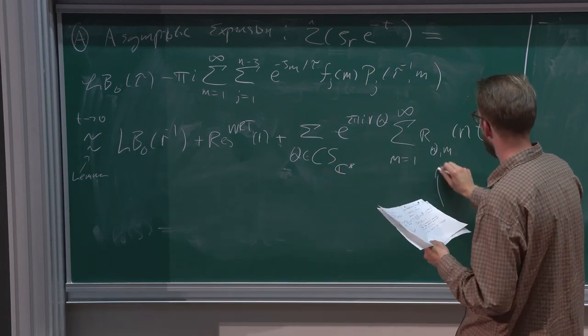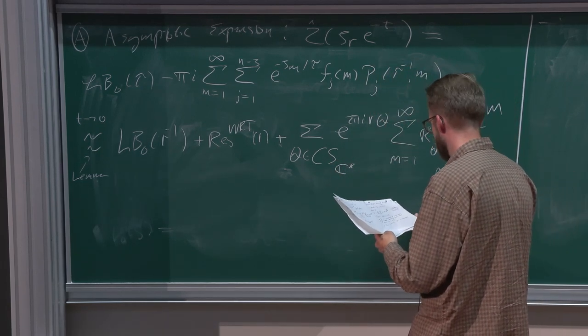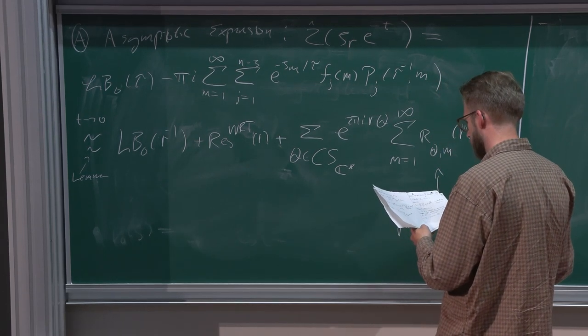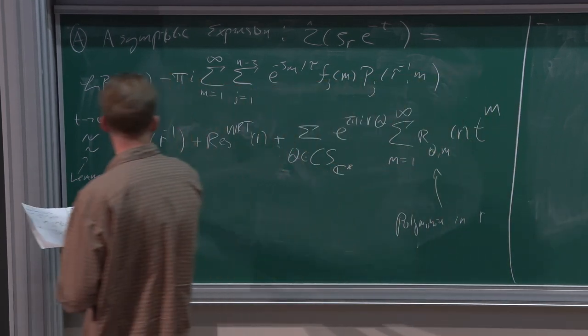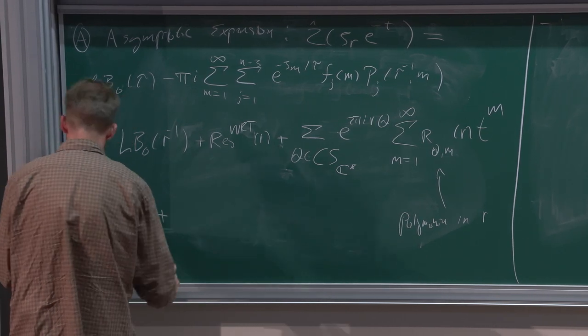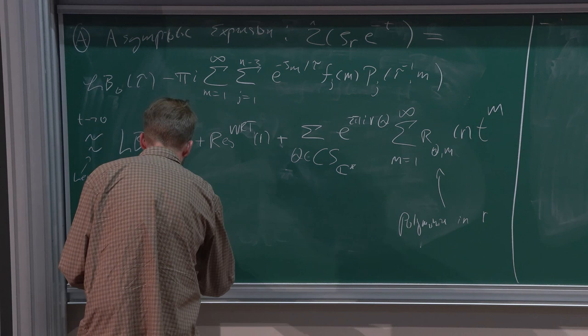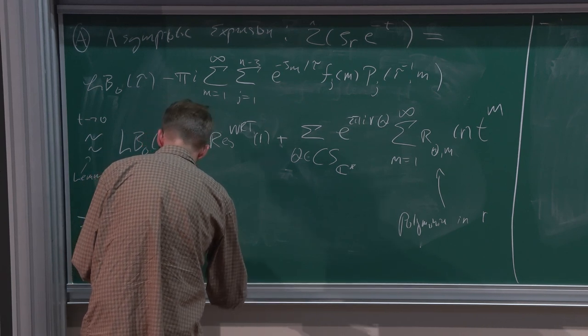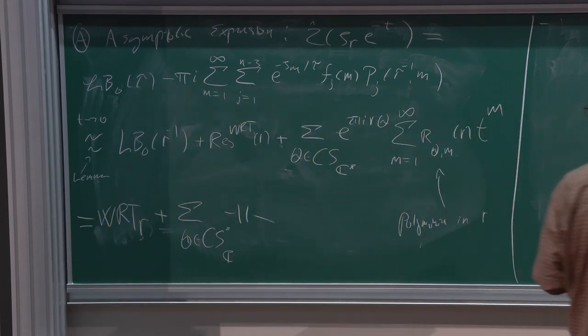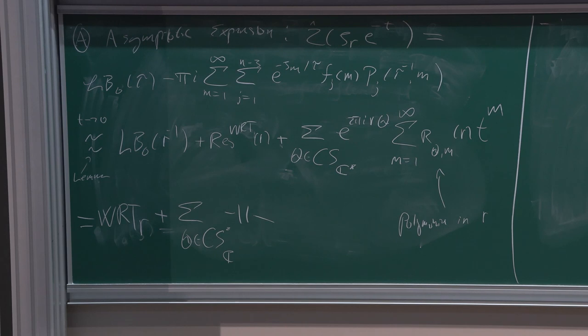And these things will be polynomial in R. And then these two things, of course, go together, and it's the WRT invariant. And then plus again this sum over Chern-Simons invariants. So that's how the resurgence formula was used to prove analytic continuation in this particular case.